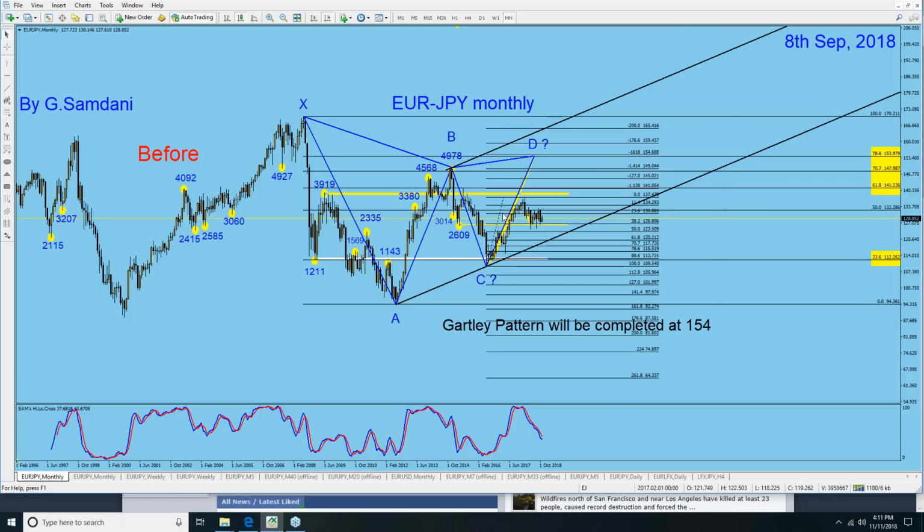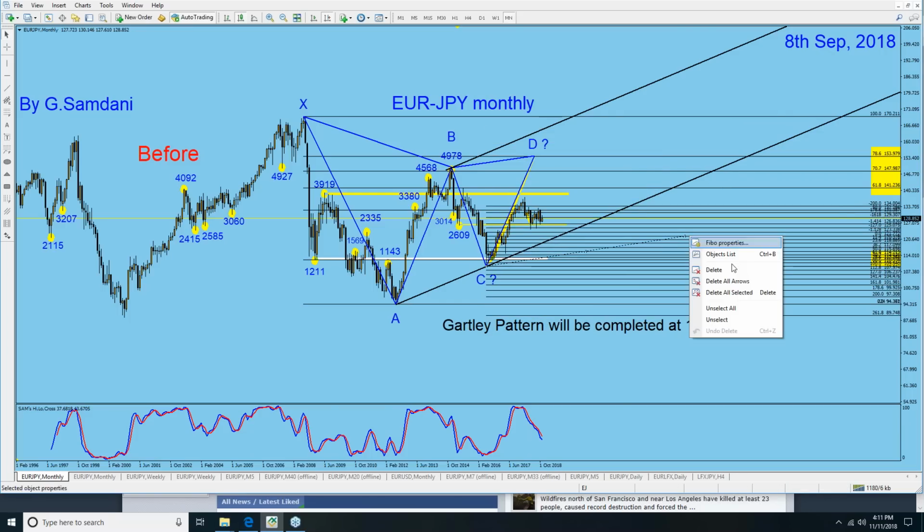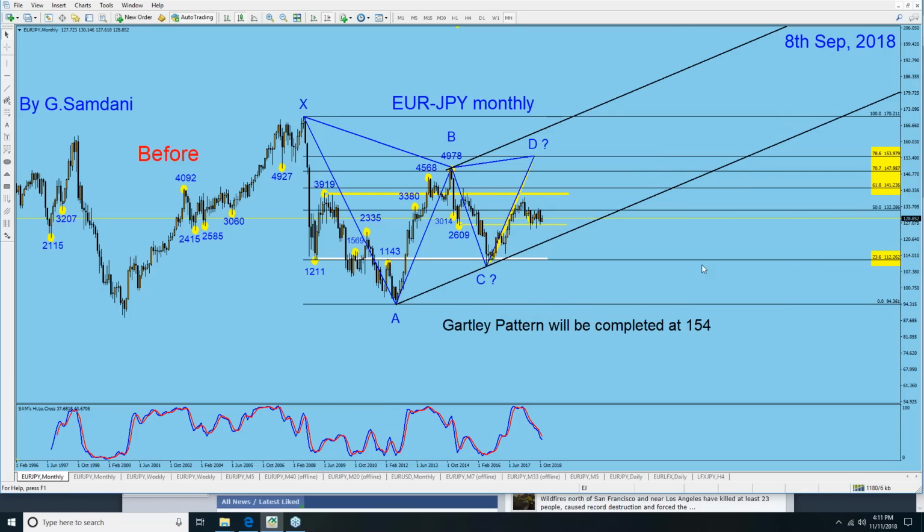Why do I have this? Oh, okay, I can take this out. I don't think there's any reason for that. Yeah, so see, very nice. This area touch here, the point B and point C bouncing from the 23% line.